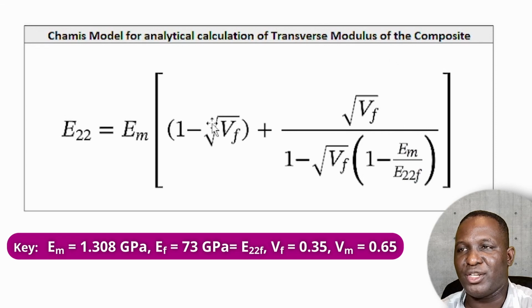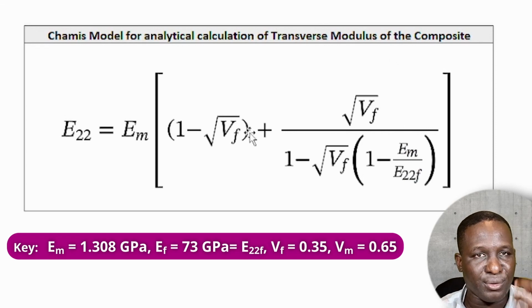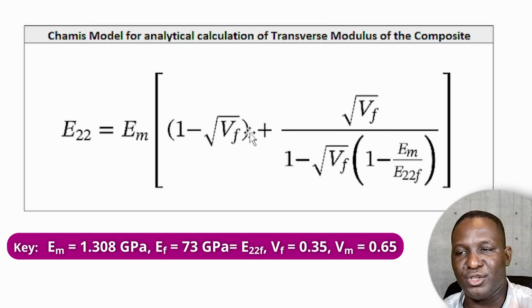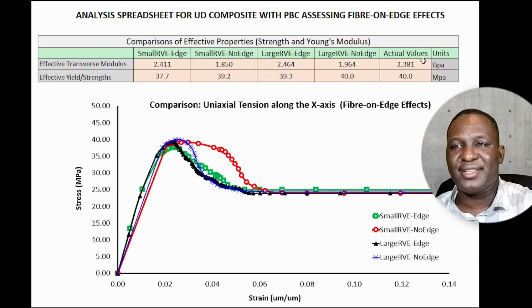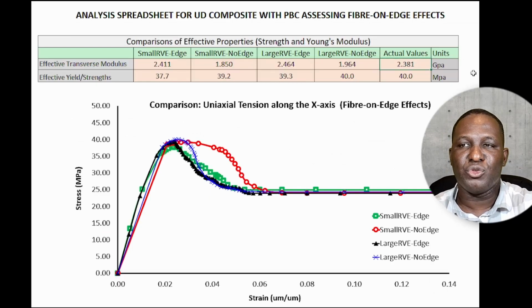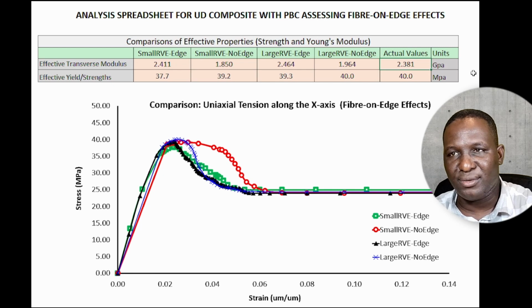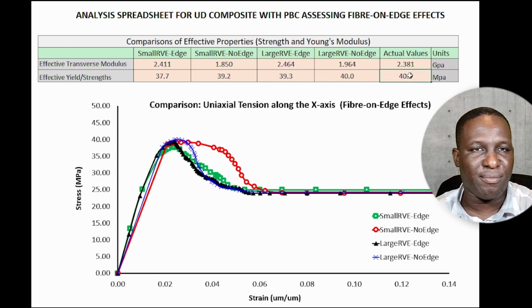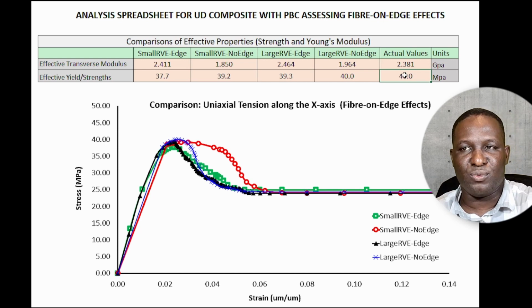And basically, this is the equation. This Chamis model is what I've used to calculate this transverse modulus for this material. So what we know is that the transverse modulus for this material would be 2.381 kilopascal. So that's fine. The yield strength would have to be limited by the yield strength of the matrix, which is 40 megapascal. So that's what we'll expect.